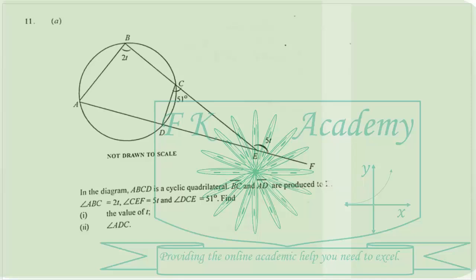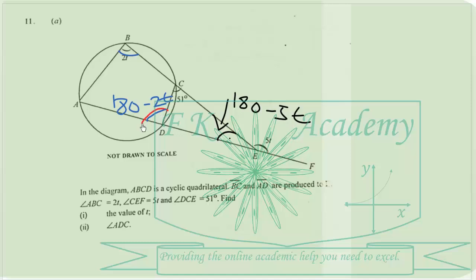Since ABCD is a cyclic quadrilateral, the angle here and this one will add up to 180 degrees. So this will be 180 minus 2T. The opposite angles of a cyclic quadrilateral add up to 180 degrees. Then the angle here, since they are angles on a straight line, the 5T and this one, so this angle will be 180 minus 5T.